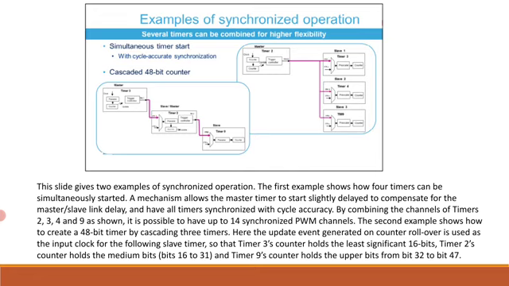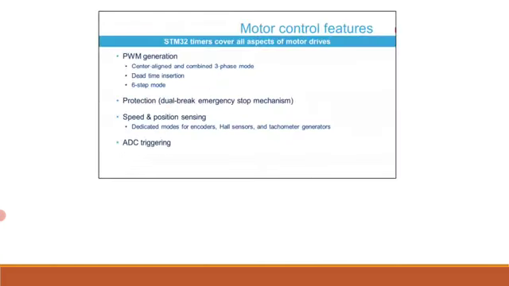After this, we will move on to the motor control features available. 4 main electric motor control features. The timer includes specific PWM modes for controlling power switches, in addition to center aligned and combined 3-phase PWMs previously described. The timer features dead time insertion for complementary PWM generation and 6-step modes for driving brushless DC motors.